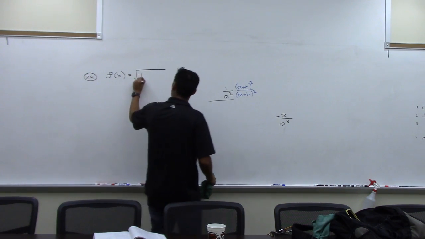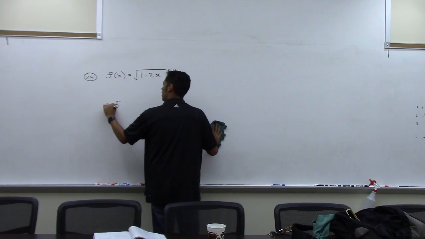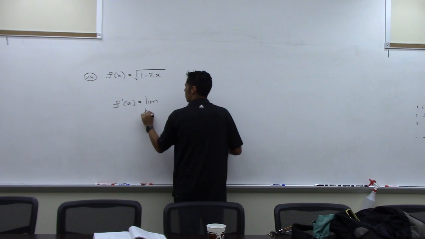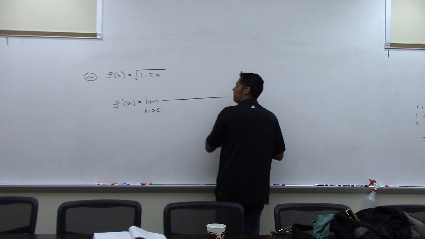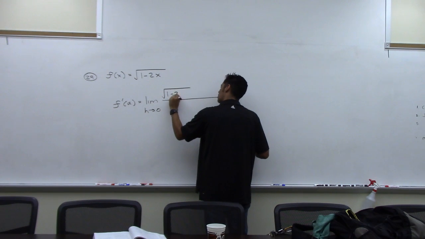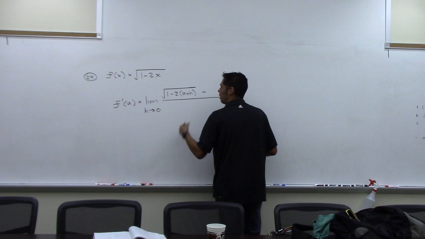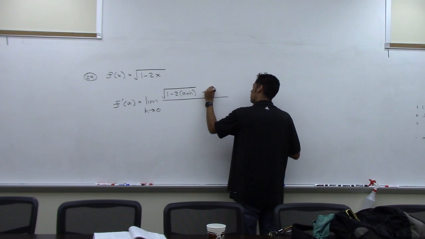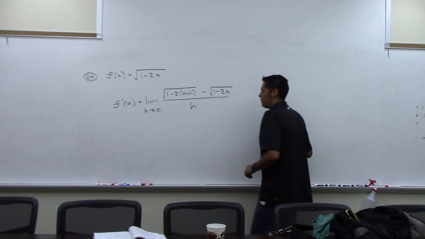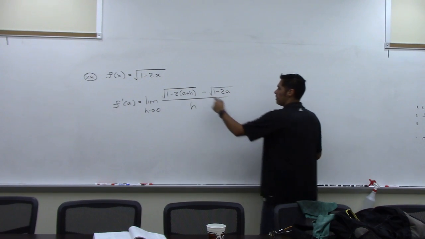1 minus 2x. So the derivative at a is the limit as h goes to 0 of f of a plus h. So I plug a plus h in that. Be careful: 1 minus 2 in parentheses a plus h. Then minus, I plug a into that. So f of a is the square root of 1 minus 2a. Then all over h. And immediately you should be thinking conjugate, because you see two radicals there separated by subtraction.